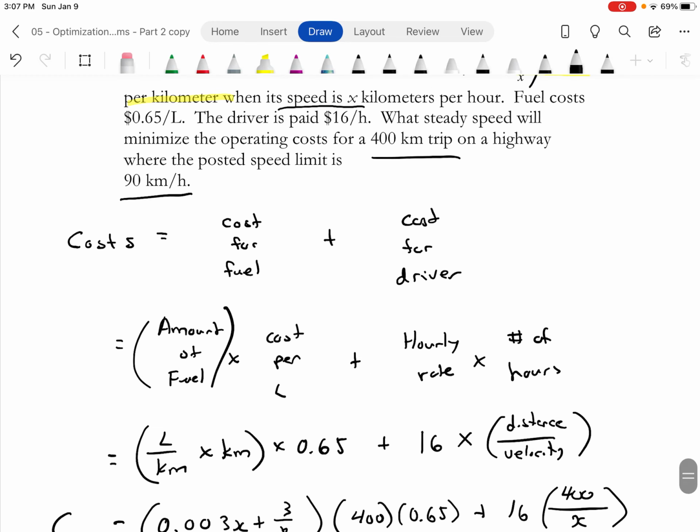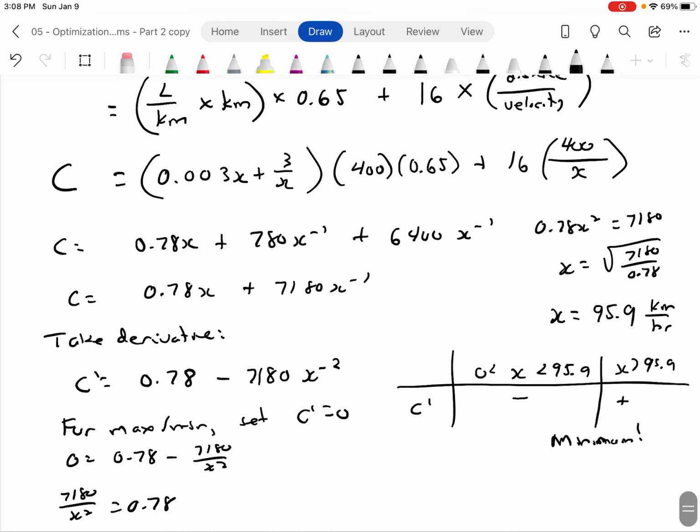The question is, how fast should you drive here? Because it says the posted speed limit is 90 kilometers an hour. On a math test, I would accept the answer of 95.9. I really would, because that's what the math tells us. But in the real world, we might have to incorporate the danger of us telling our truck drivers to drive over 90 kilometers an hour to minimize our costs.